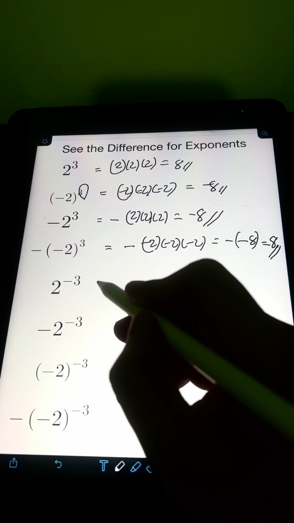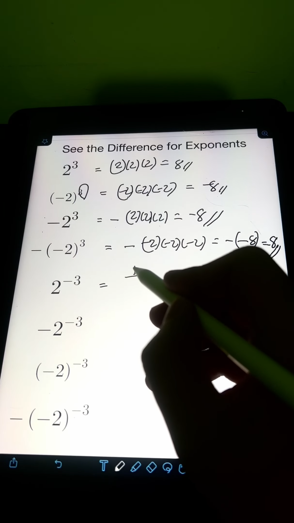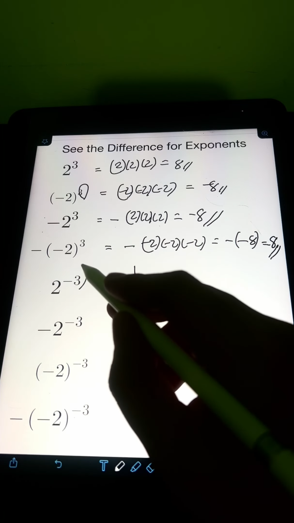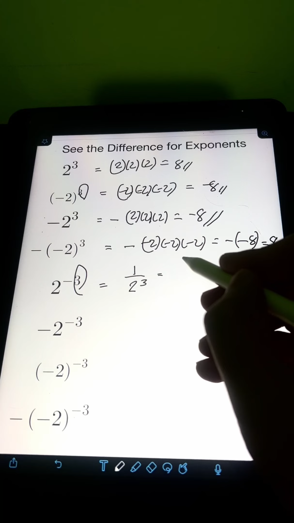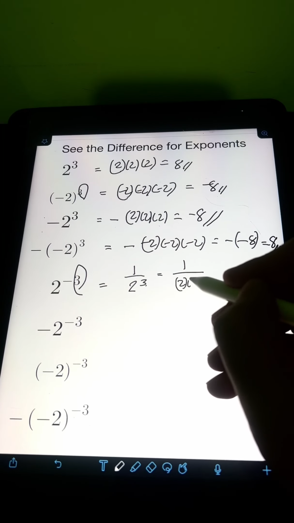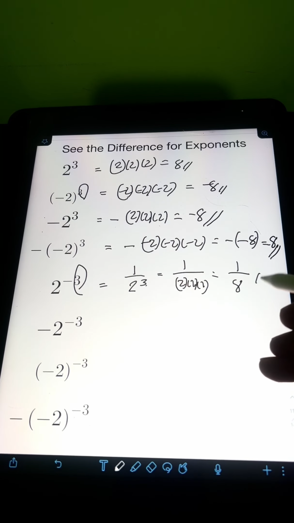Next, 2 to the negative 3. When you have a negative exponent, you just get the reciprocal of 2 cubed. So that will be 1 over 2, then get the positive version of the exponent, 3. So that's equal to 1 over 3 factors of 2, 2 times 2 times 2. So that will be 1 over 8.